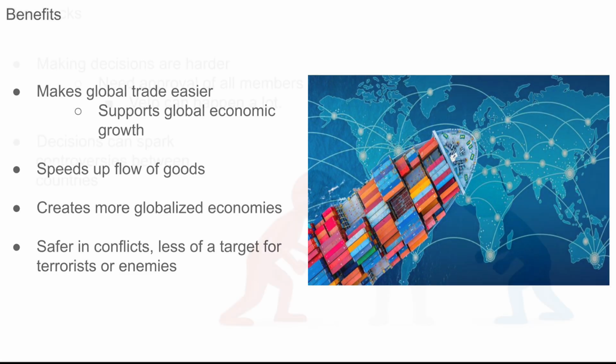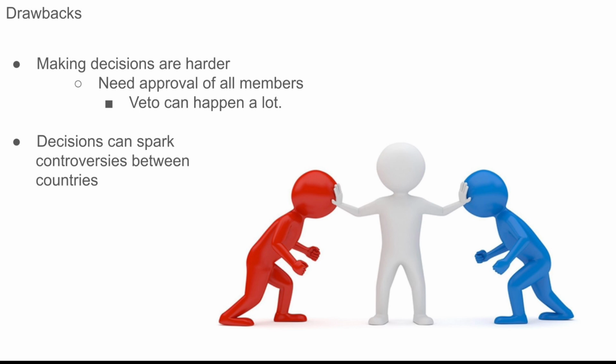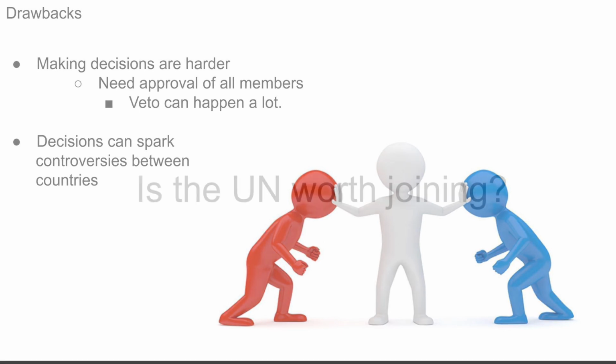Despite this, there are drawbacks to joining the UN. One of the drawbacks are that making decisions are harder in the UN, as it is easy to get vetoed by another member if they do not agree with you, and vetoing happens quite frequently. Additionally, decisions can spark controversies between countries, especially if someone vetoes it and someone else persists to try to pass a vote. This might lead you to ask the question, is the UN worth joining?